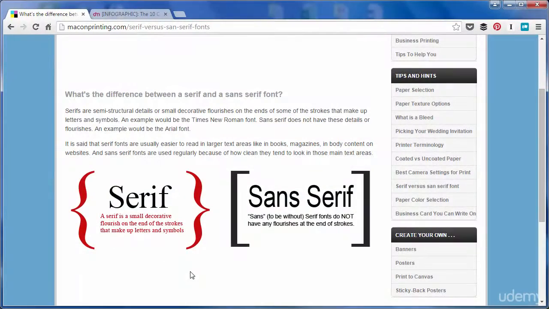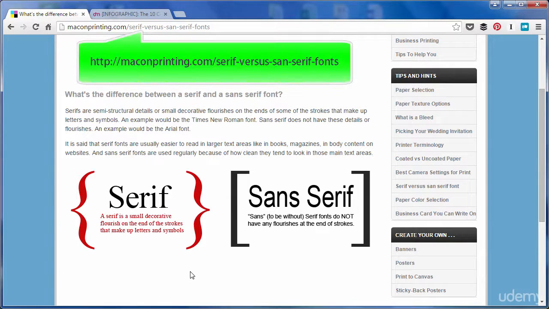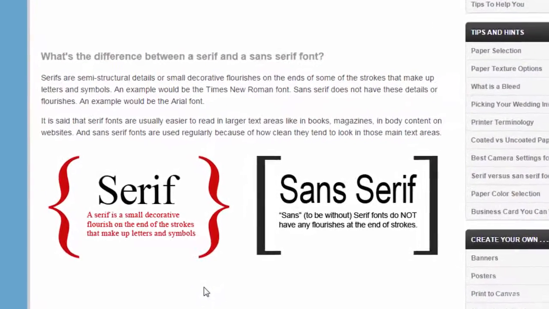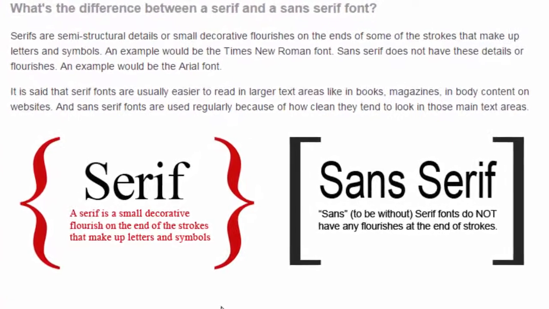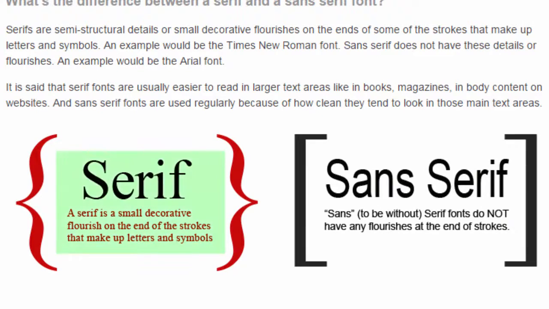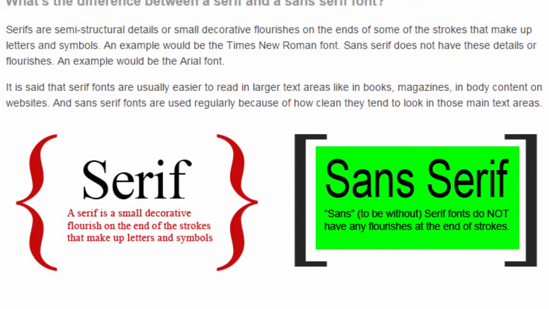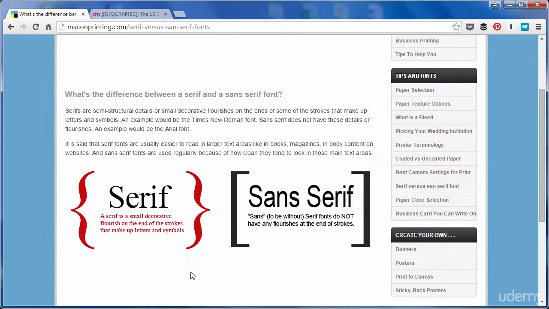Before proceeding, let us understand the essential difference between serif and sans serif fonts. Take a look at this picture. As it says, serif is a small decorative flourish at the end of the strokes that makes up letters. Sans means without. So, sans serif fonts are those that do not have any flourish at the end of the strokes. There are great fonts in both serif and sans serif, and we are going to see how to combine them for designing.